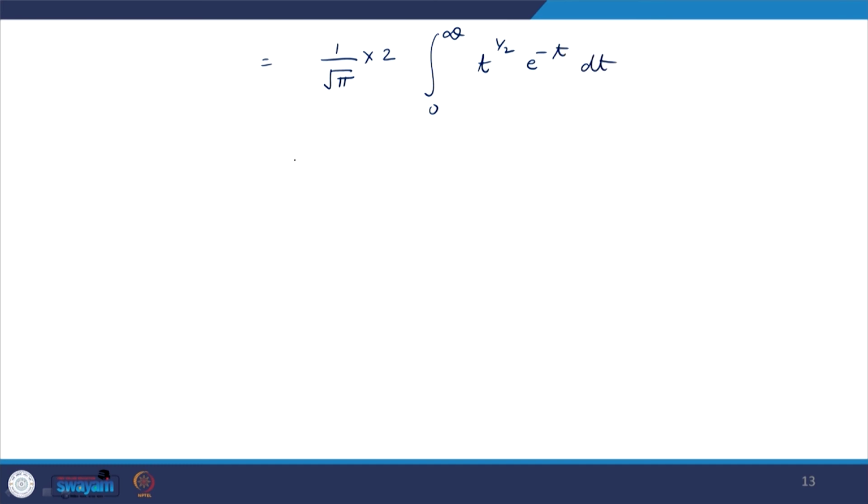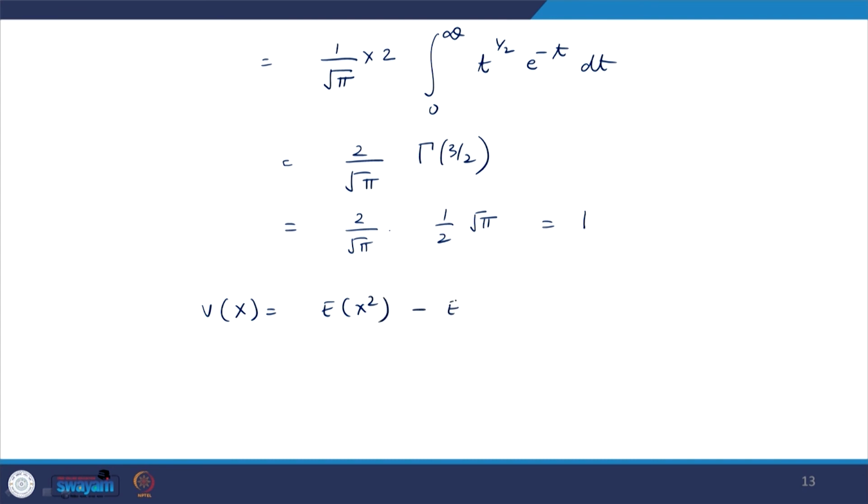And this is nothing but gamma 3 by 2. And that is further equal to 2 upon under root pi times gamma 3 by 2, and gamma 3 by 2 is 1 by 2 under root pi. So, this is 1. So, the variance is what? Expectation of z square minus expectation of z, whole square. So, that will be 1 minus 0, that is 1. I mean for z, this is z here.